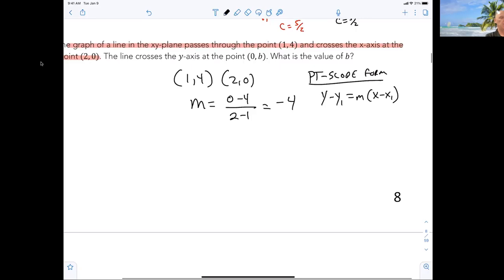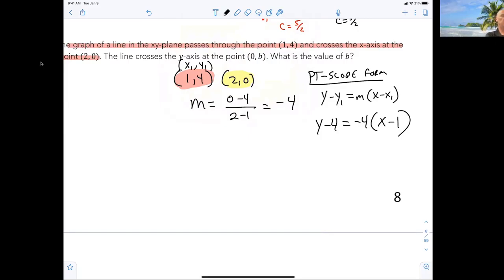All right. Now, the next thing is, does it matter if I select (1, 4) or if I select (2, 0)? Does it matter? No. Makes no difference. So you just pick a point. This is x1. This would be y1. And we just plug it into the formula. So y minus 4 equals negative 4 times x minus 1. So that's the equation. Everybody happy with that?